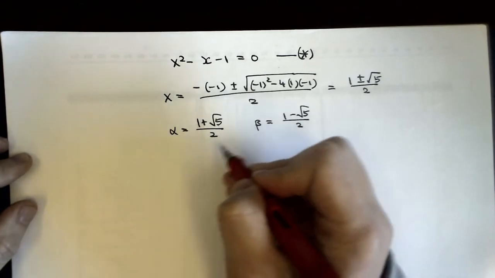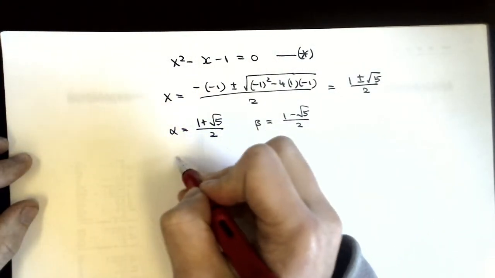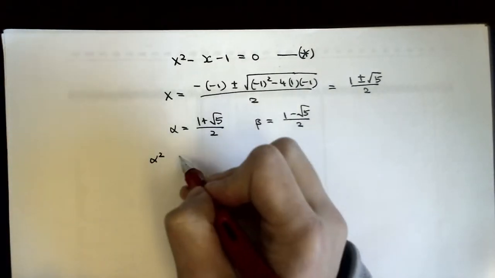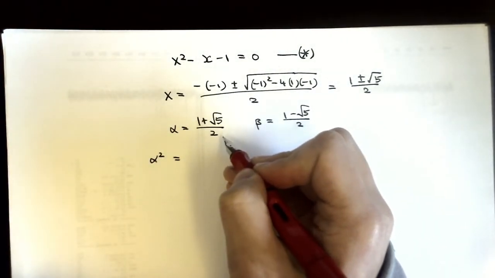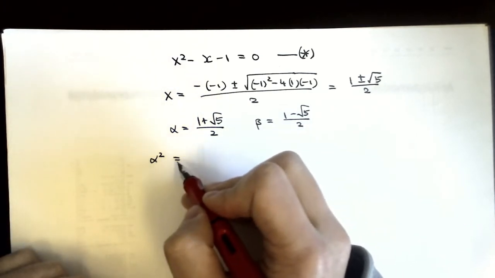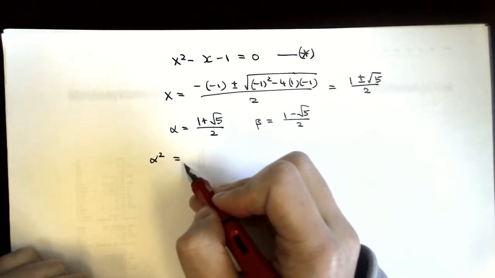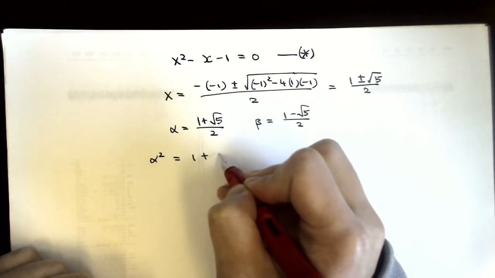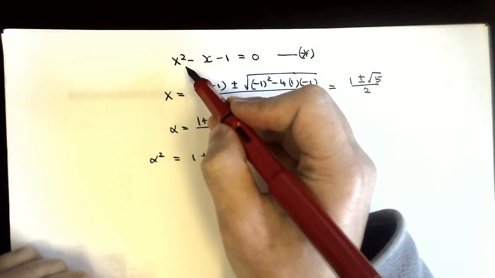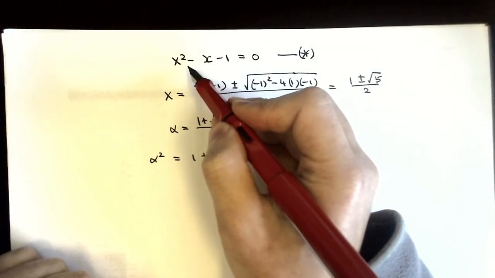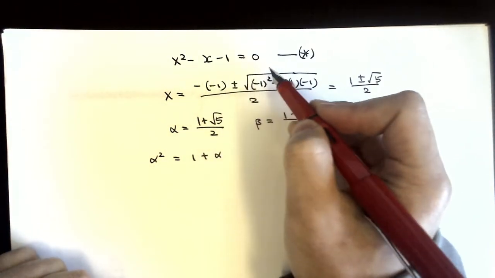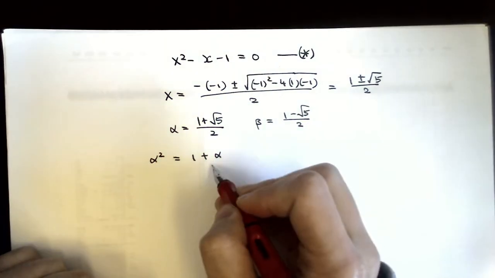How do we calculate the power of these roots? That is, how do we calculate alpha squared? Of course, we can simply square it. Instead, we will have a very interesting and simple method to do so. For example, alpha squared will be equal to 1 plus alpha, because we directly plug alpha into the root equation. Since alpha is a root, we can replace these two terms with 1 plus alpha.